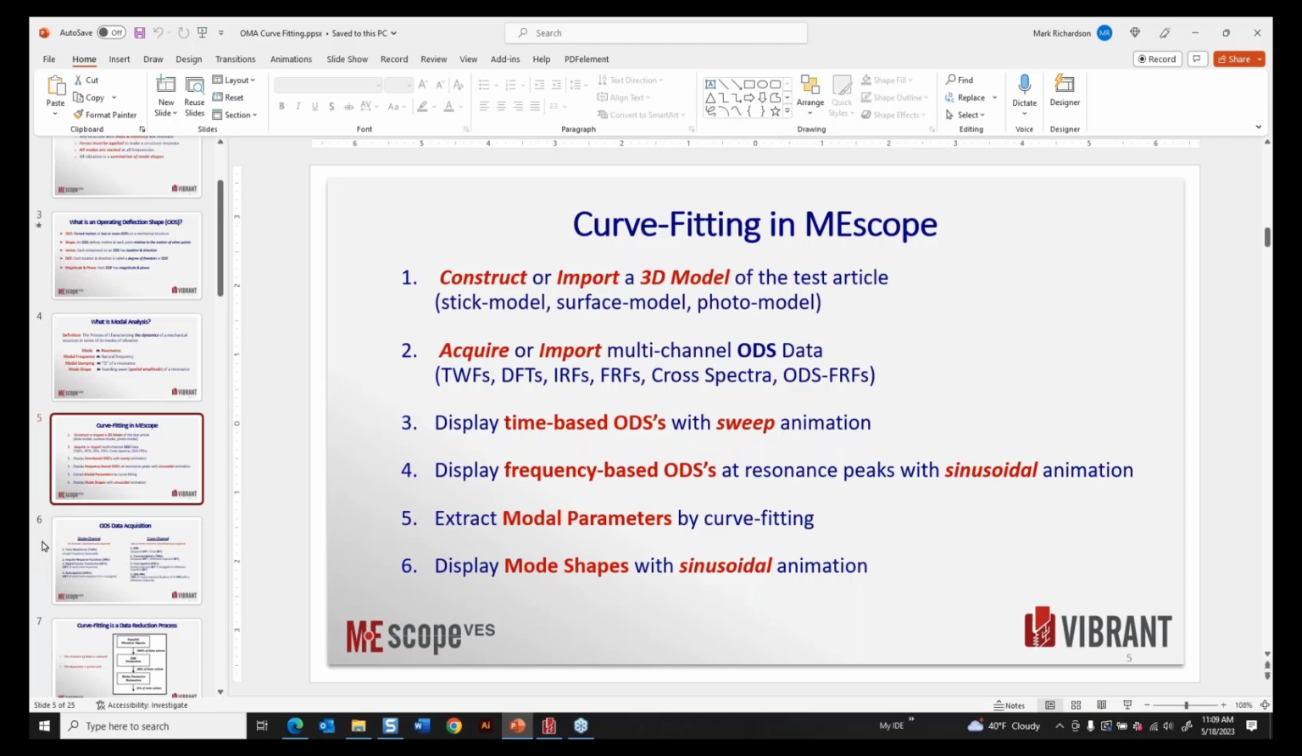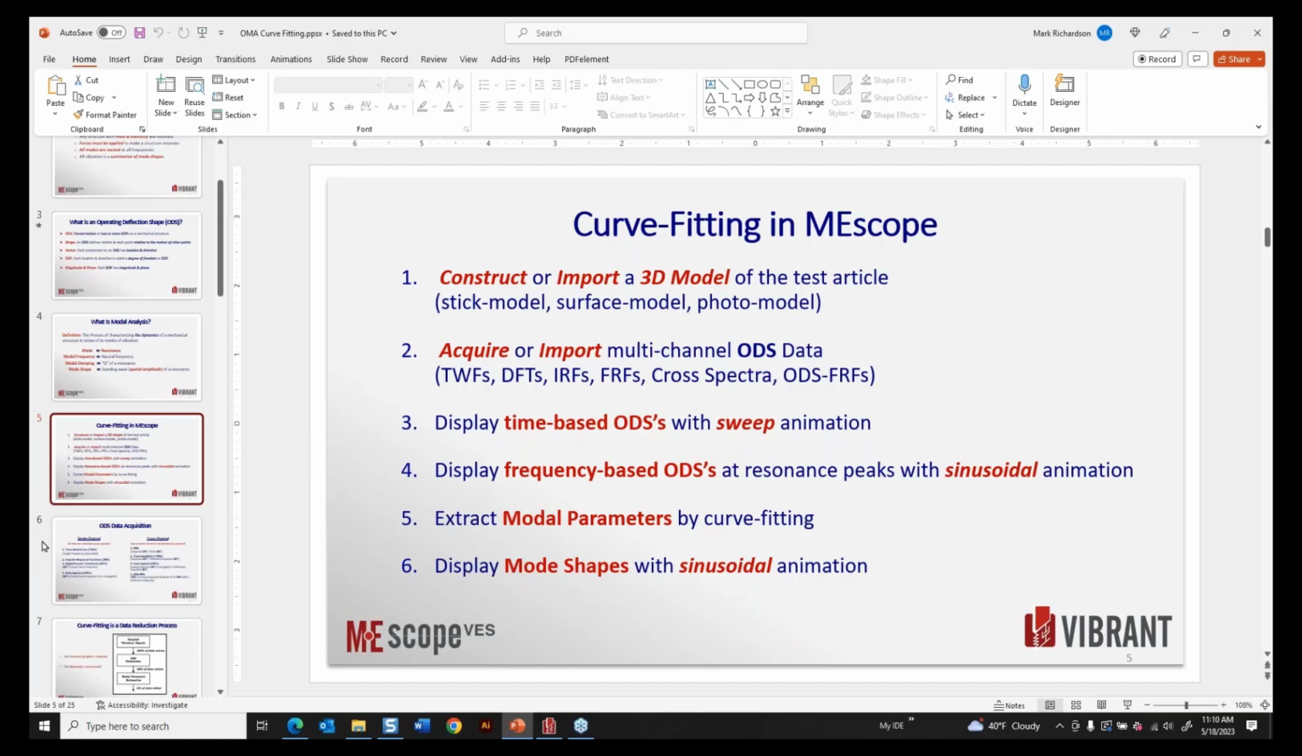We need to get some vibration data into MEscope so we can post-process it, and there's a whole bunch of words here, but the important issue is that what we acquire or import is multi-channel ODS data. Now, what do I mean by that? Well, multi-channel means that we have collected or acquired it with hardware that can simultaneously acquire more than one channel of data at a time. And then we create all kinds of functions from that. And again, here's some buzzwords, some approximations. TWF is a time waveform. So that's the basic data that we acquire, digitized time waveform from accelerometers or from a cell phone video.